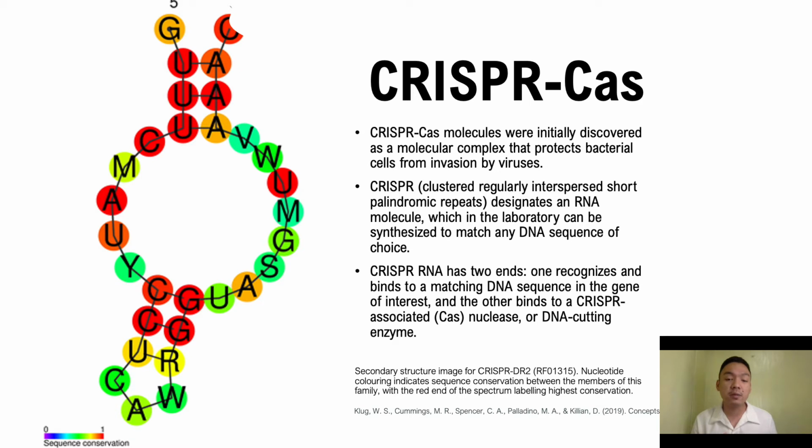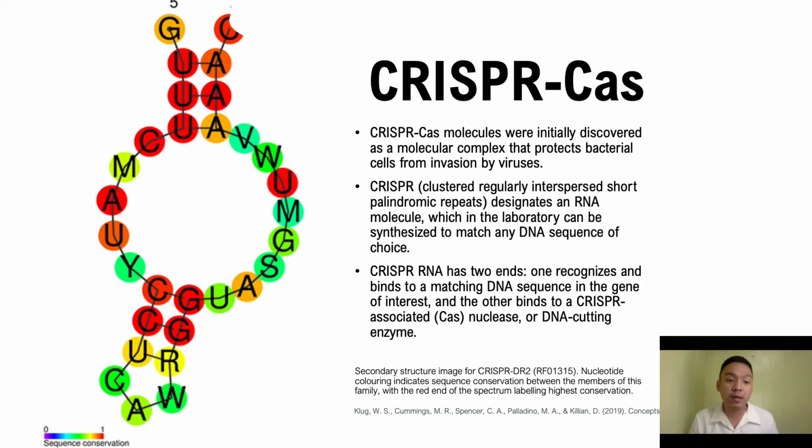CRISPR, or shall we say, is an acronym for clustered regularly interspaced short palindromic repeats, which designates an RNA molecule which in the laboratory can be synthesized to match any DNA sequence of choice. So your CRISPR RNA has 2 ends. One recognizes and binds to the matching DNA sequence in the gene of interest, and the other binds to a CRISPR-associated or Cas nuclease, a DNA cutting enzyme.